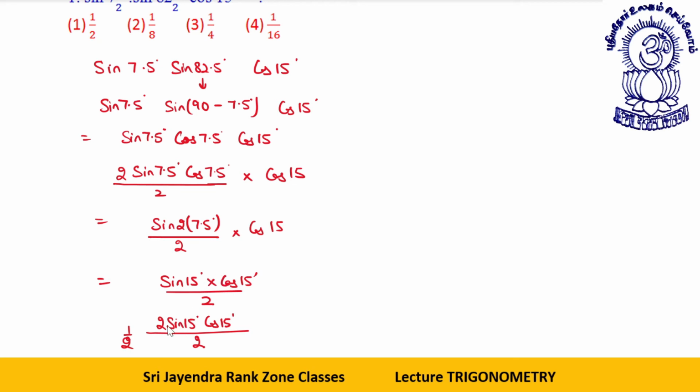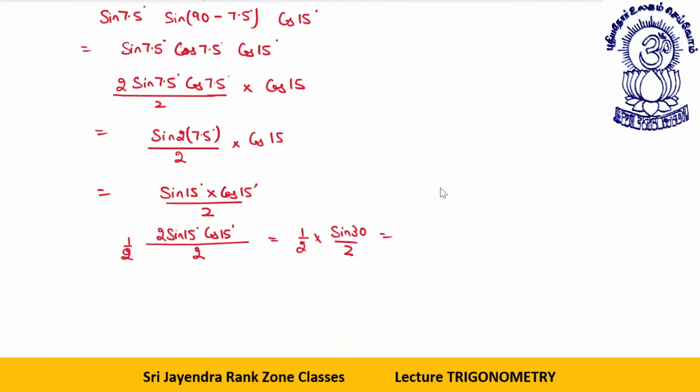Okay, dear students. This is 2 sine theta cos theta, so this becomes half into sine 30 by 2, that is sine 30 by 4. 1 by 4 into sine 30 degree, and sine 30 is half. This becomes 1 by 8, which is the answer. Option number 2 is the answer. Okay, let's take the next one.